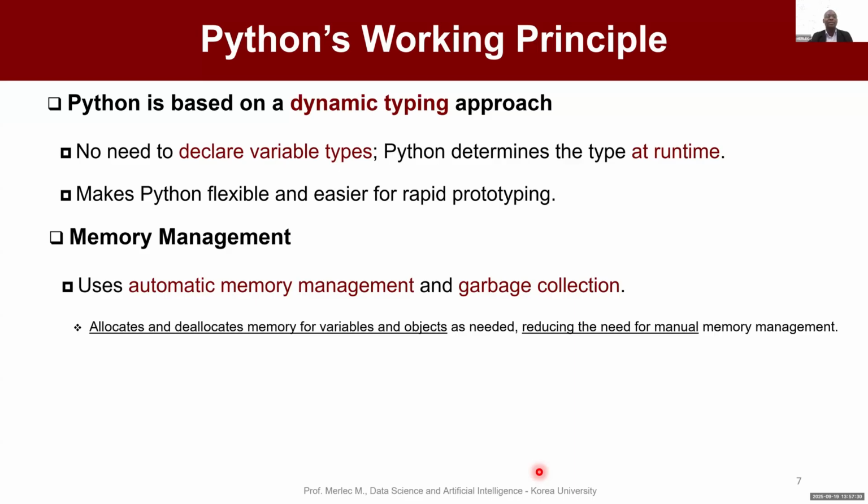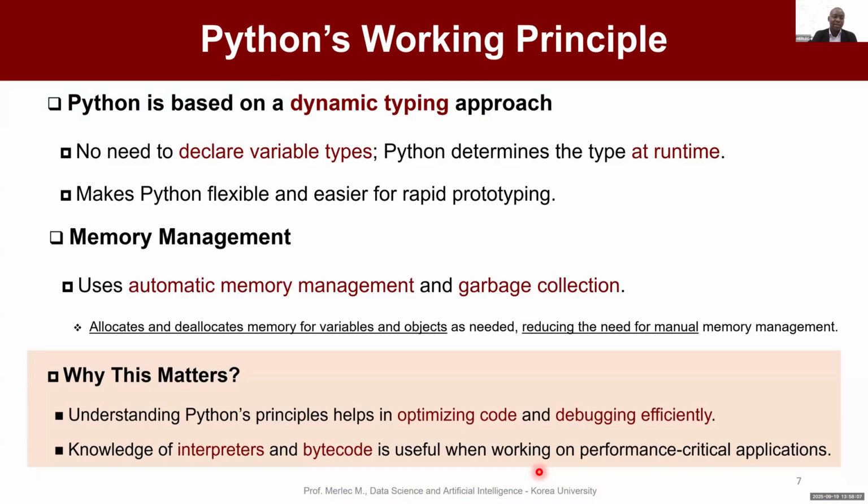Another important thing about Python is efficient memory management. Python has automated memory management and garbage collection features, which make it very convenient for developers because you don't need to allocate and deallocate resources. Python takes care of that automatically. So this is very important for reducing the need for manual operations from the developer, and it also increases the efficiency of using resources in terms of memory or CPU.